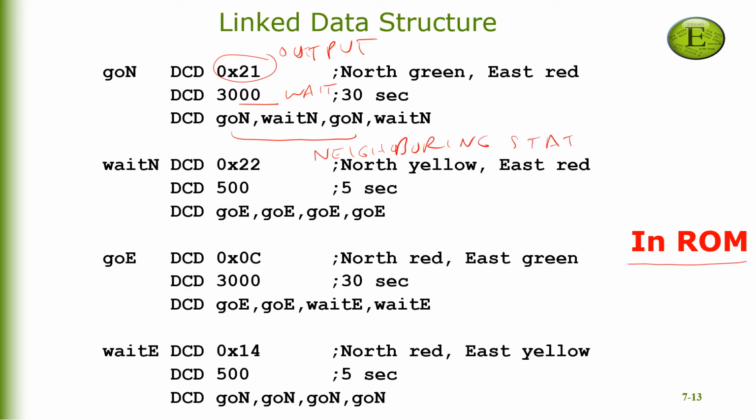So if we look at an example, from where can we go from the go north or go n state? We can stay in the same state, go north, or we can go to the wait n states, go n or wait n. So there are 4 possibilities.